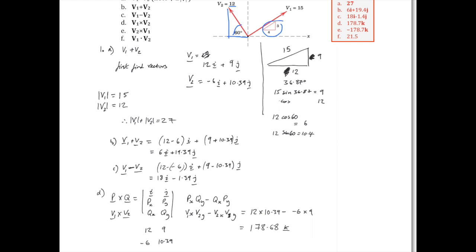The cross product of two vectors gives you a component orthogonal to the two vectors. If these are i and j, then the orthogonal one is going to give you k, and so it's going to be either in the positive direction or the negative direction. So looking at the example here, v1 cross v2 is going to give you something coming out of the page, v2 cross v1 is going to give you something going into the page.